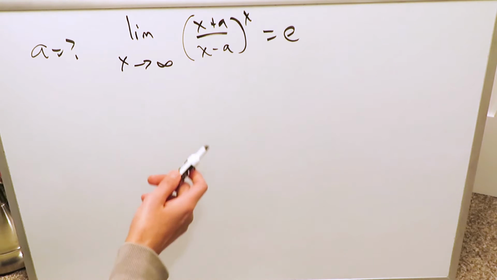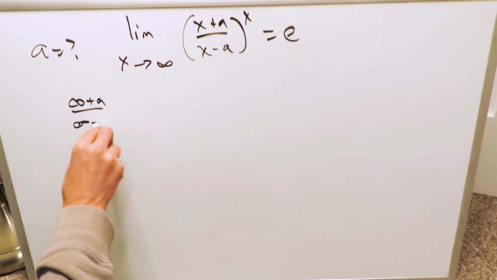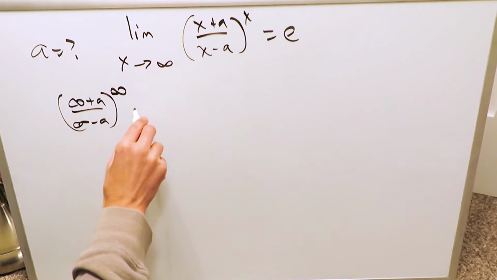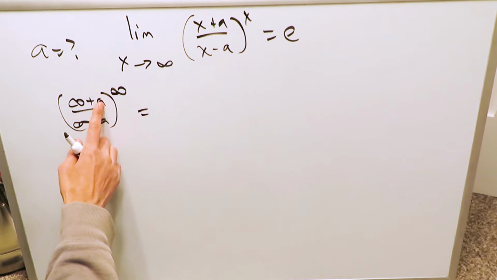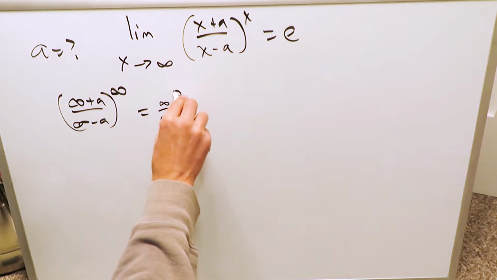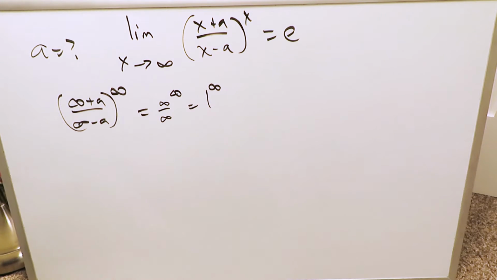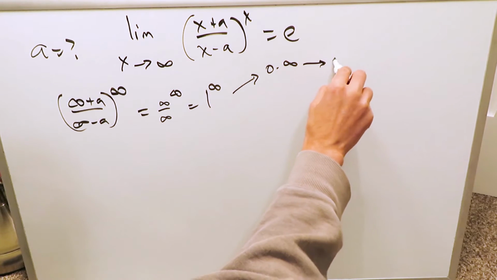If you take this infinity and just put it in place of x, what do you have? Infinity plus a divided by infinity minus a, to the power of infinity. What does this evaluate to? The a's are meaningless in the face of infinity. You have infinity over infinity to the power of infinity, which is really 1 to the power of infinity. You have an indeterminate power type. Your goal is to convert it to a product type and then to quotient forms.